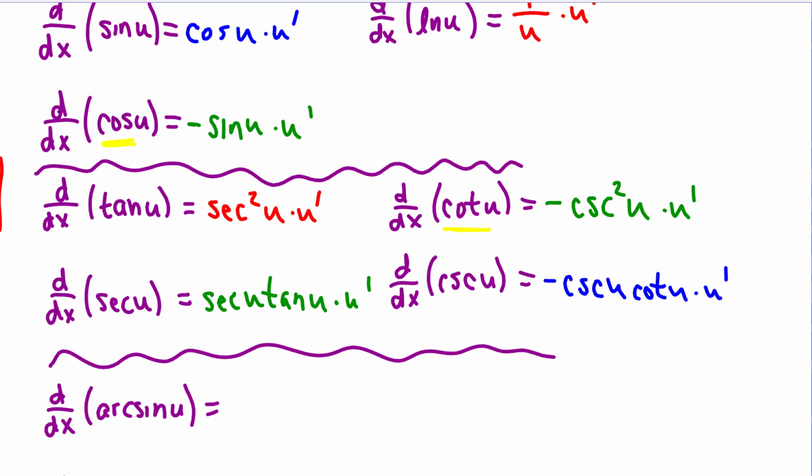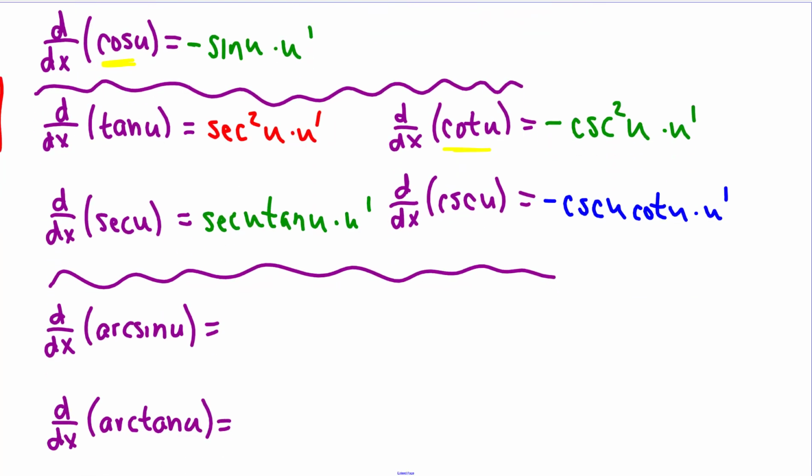And then the next couple are even less important than the ones that I just did. But if you are working on memorizing these, the derivative of arcsine will be 1 over the square root of 1 minus u squared times u prime. And the derivative of arctan will be 1 over 1 plus u squared times u prime.